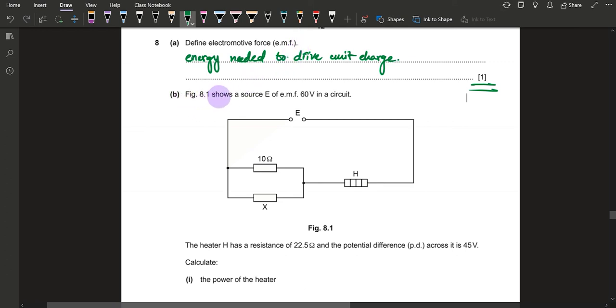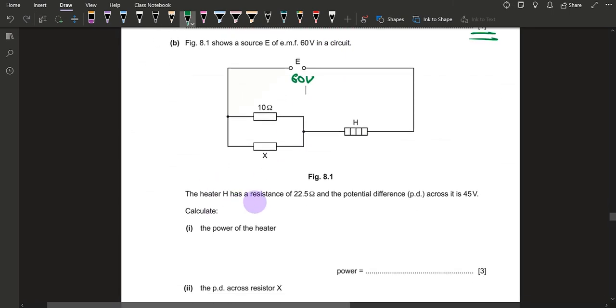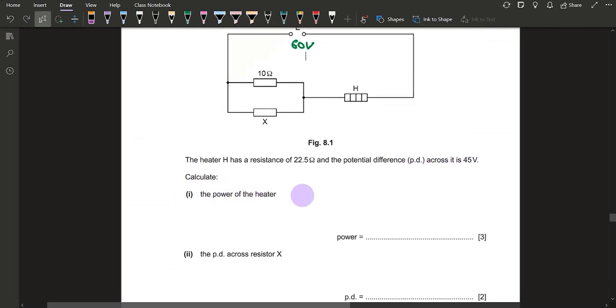Part B says figure 8.1 shows a source E of EMF 60 V in a circuit. So we can write here 60 so we don't forget about this. The heater has a resistance of this and the potential difference across it is this. Calculate the power of the heater. So we are given the resistance and we are given the potential difference. And we are supposed to find power.